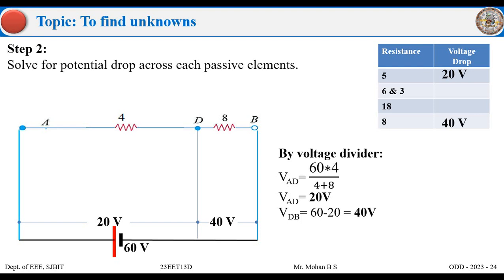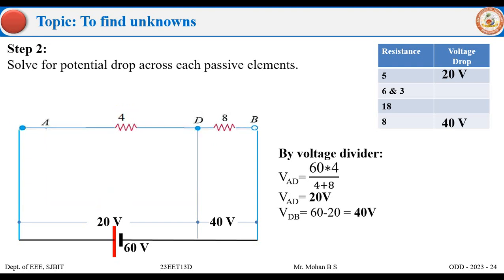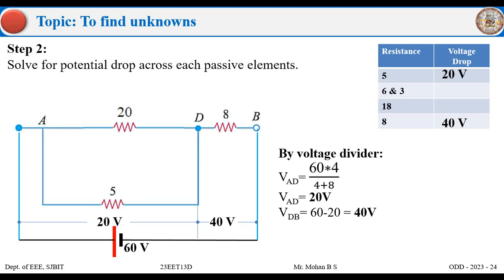If you remember, what was our actual circuit? We had 5 and 20. Because of 5 and 20, we had got 4 ohms. Right? So now the voltage drop across 4 is also the same as the voltage drop across 20 and 5. So 20 and 5 together form one resistance, that is 4 ohms. And I can make sure that A and D has a 4 ohm resistance by making 20 and 5 in parallel. So I have written here that the voltage across 5 is 20, because the voltage across 4 is 20.